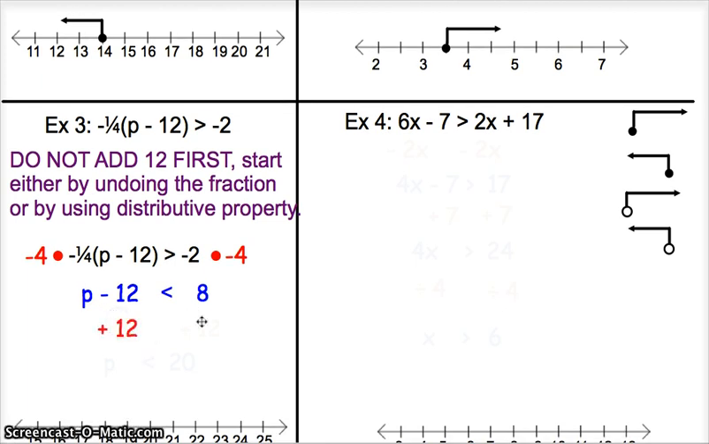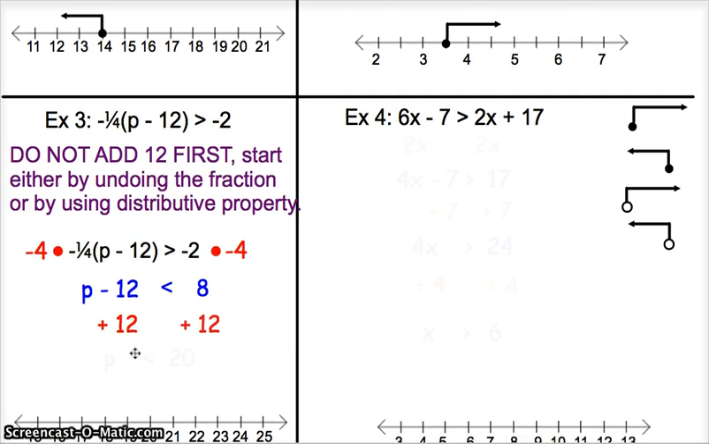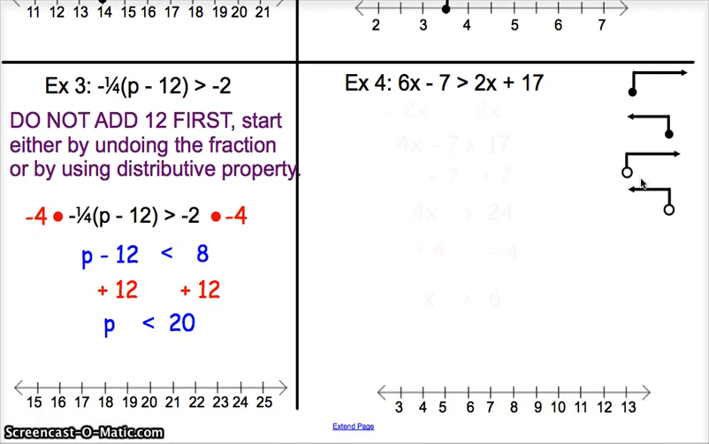To get p by itself, let's add 12 to both sides. Now I'm left with p is less than 20. So the values are less than 20. I'm not including 20, but anything less than 20 is included. So this is the graph that shows the values less than 20.